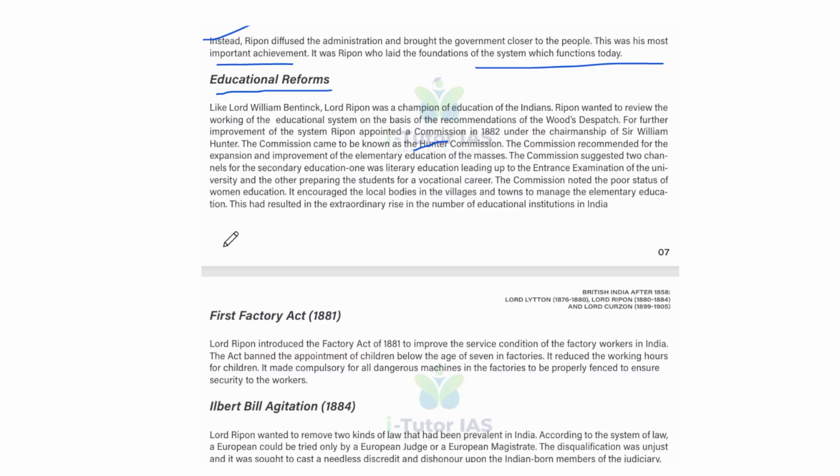The commission recommended the expansion and improvement of the elementary education of the masses, and the commission suggested two channels for secondary education. One was literary education leading up to the entrance examination of the university, and the other preparing the students for a vocational career. And the commission noted the poor status of women's education, and it encouraged the local bodies in the villages and towns to manage elementary education. This had resulted in an extraordinary rise in the number of educational institutions in India. Okay, so that is about educational reform.